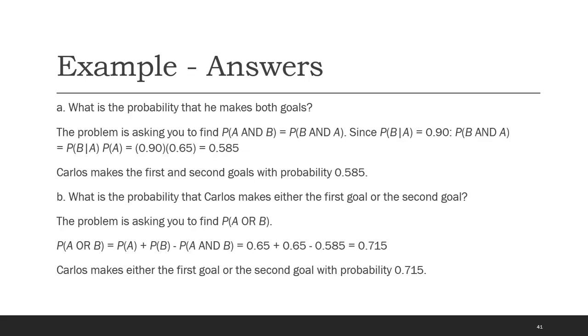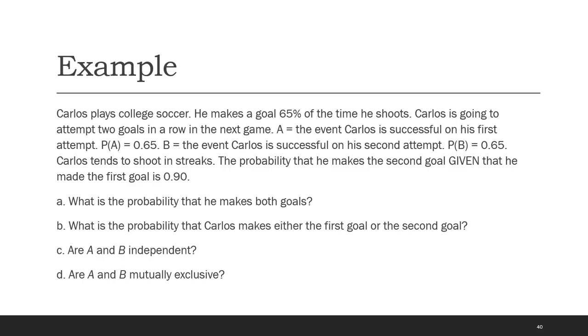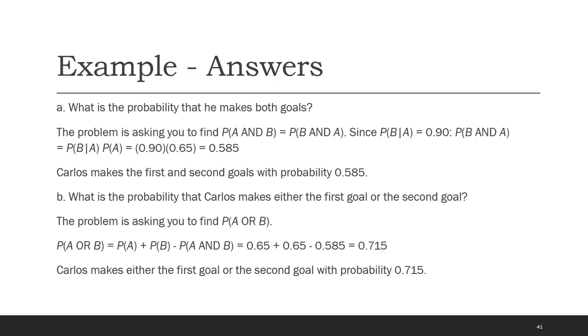First of all, let's start with the probability that he makes both goals. This is where you really have to pay attention to the language that was used here. I'm going to highlight this one more time. The probability that he makes the second goal given that he makes the first goal is a conditional probability, right? And what that means in that conditional probability language is the probability of B given A.